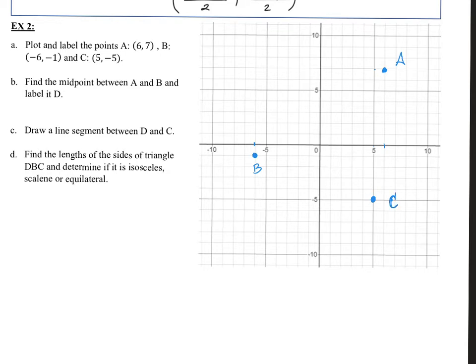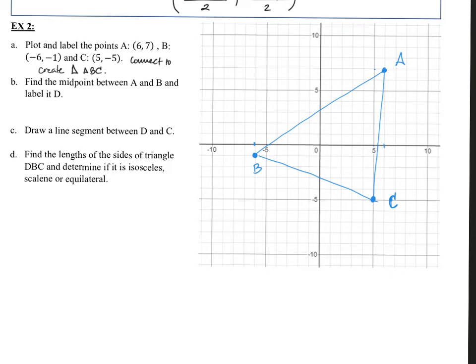Alright, what do we want to do next? Oh, we're going to want to draw this in. Sorry, I missed that in my instructions. Go ahead, connect those points to create our triangle. So let me write that in: connect to create triangle ABC. Next, find the midpoint between A and B and label it D.